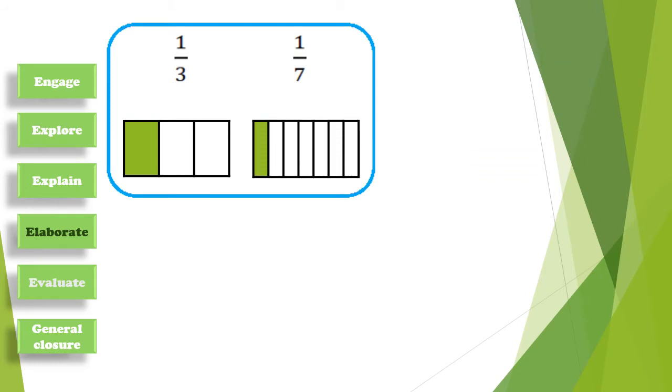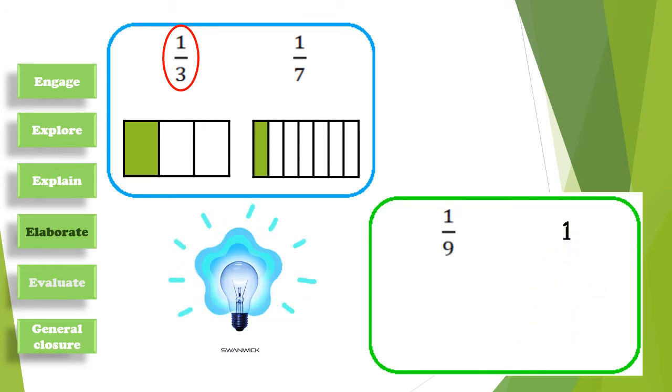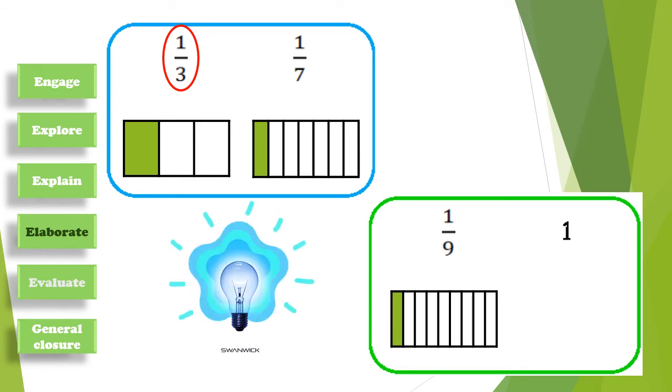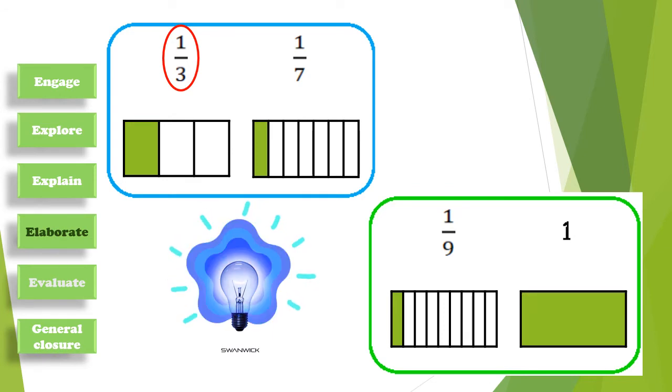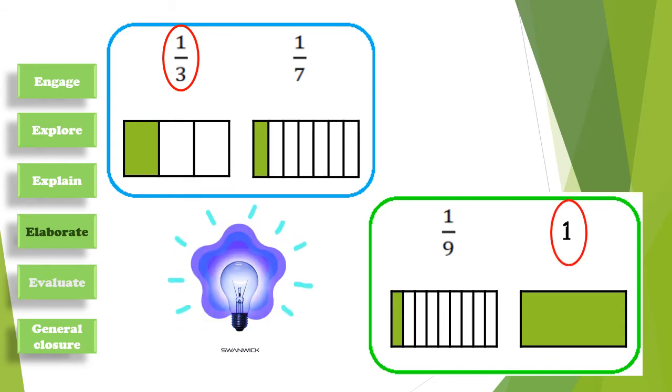Third or seventh? Look at the denominator. The fraction that has the smallest denominator is the biggest fraction. So 3 is smaller than 7, so third is the greatest fraction. I have 9 here and whole 1. 9s is a unit fraction. It's a part of the model, a small part. But the whole one is the whole square, the whole shape. So 1 is always bigger than a unit fraction.